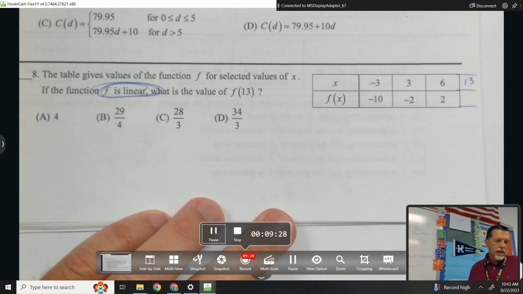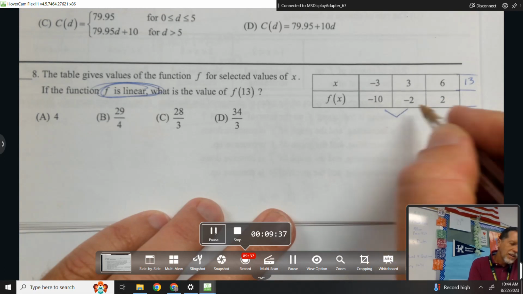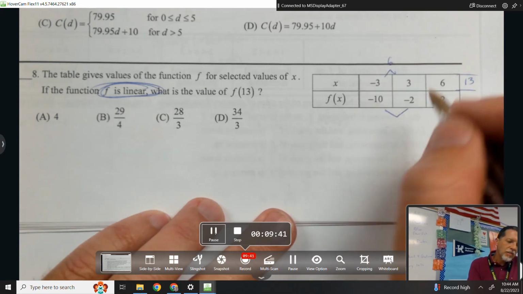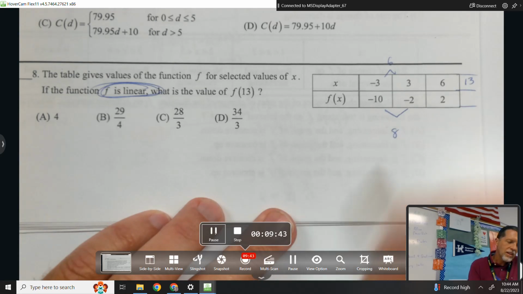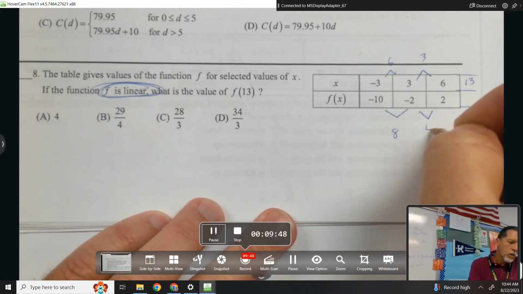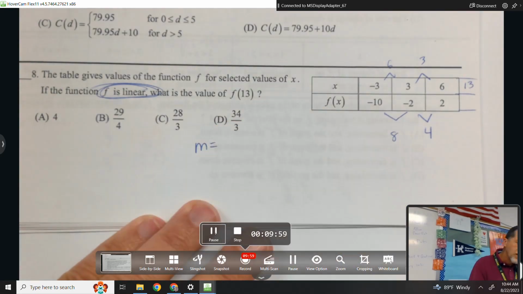Well, I'm thinking I just write the equation of a line and then plug in 13. Like I was looking for a pattern to get there. Right, that's a difference of 6. X difference of 6, Y difference of 8. X difference of 3, Y difference of 4. That matches. So I found my slope. Actually, I did find my slope. Sort of backed into my slope. What's my slope equal to?